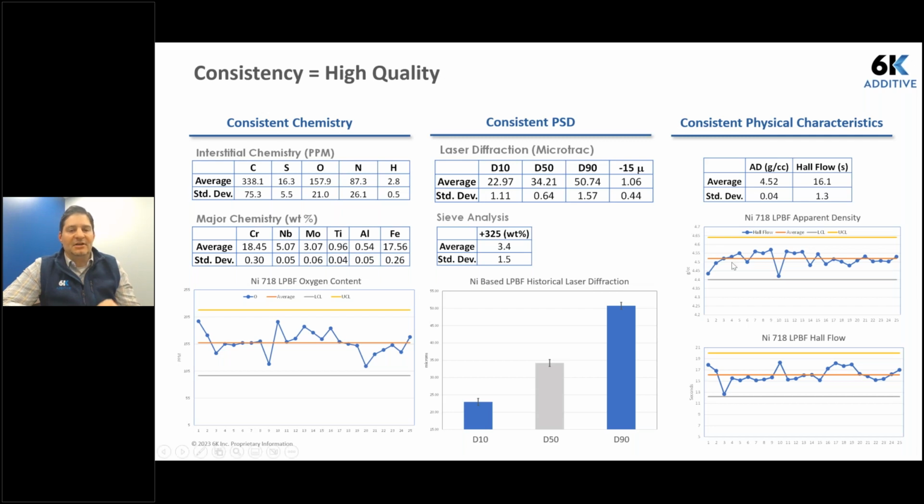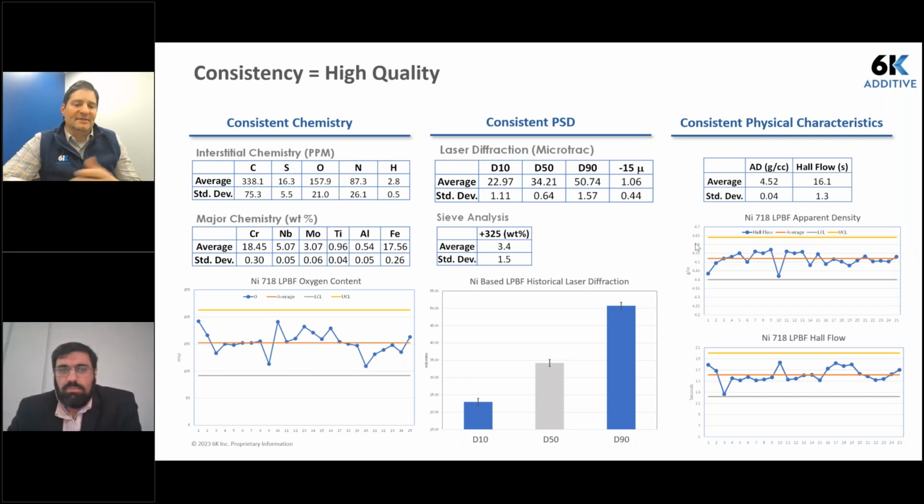So some information on the left about chemistry consistency in terms of your interstitial chemistry, the major control, all fairly tight in terms of standard deviation across. This is a sample of around 25 or 26 lots. At the time it was a running tally of lots. The same is true with PSD. Very tight on your D10, D50, and D90, and the amount of -15 in there. And then of course that translates as well because of the high level of sphericity in the resultant powder, the AD, very tight AD range, and very tight Hall flow range as well.